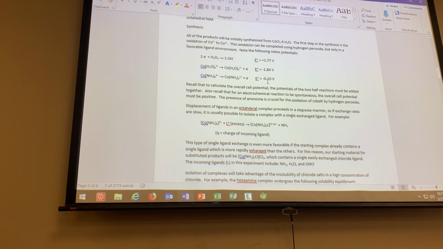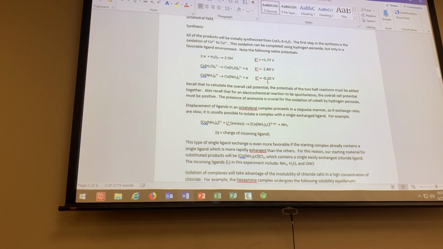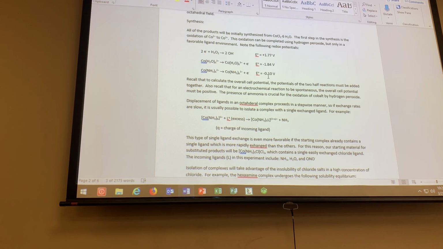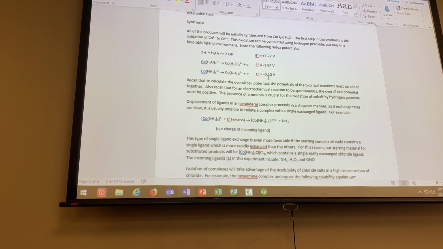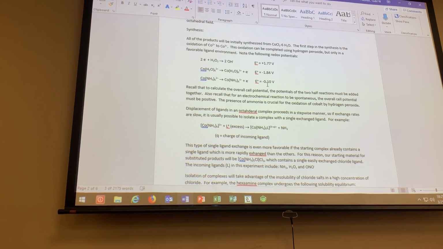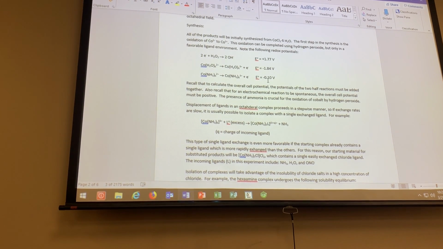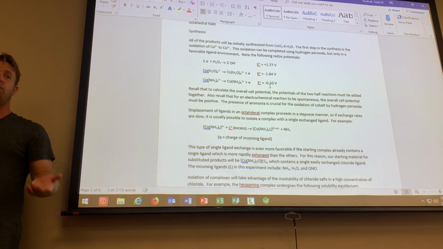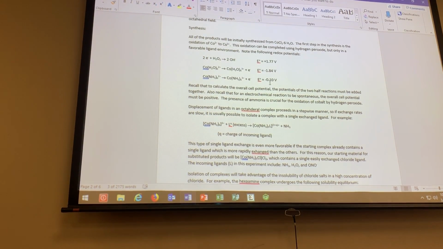So in terms of the synthesis, and this is kind of key, because it brings together several concepts that you've been learning since Gen Chem and more recently, of course, in Dr. Martin's class. So we're actually going to start with the cobalt-2 ion. The chemistry begins first by oxidizing it, from cobalt-2 to cobalt-3.